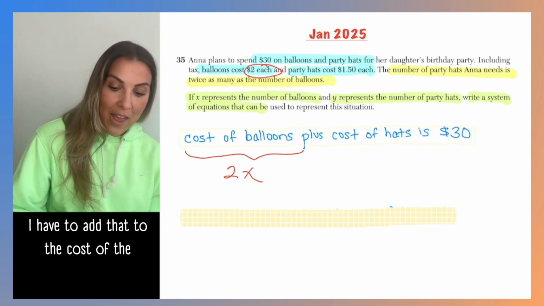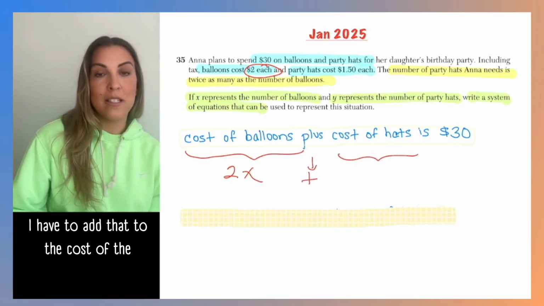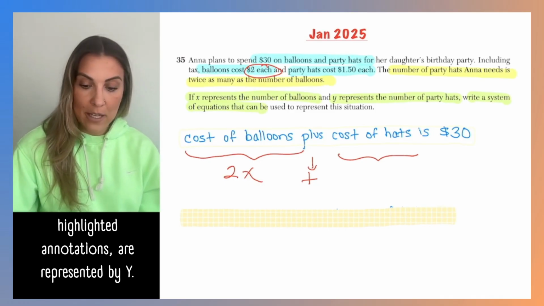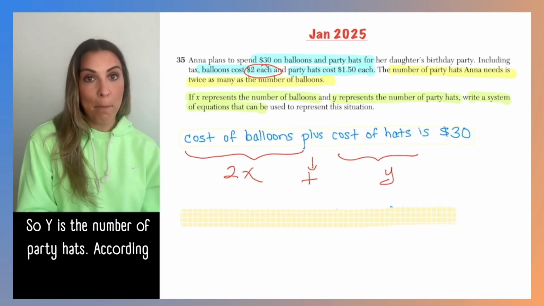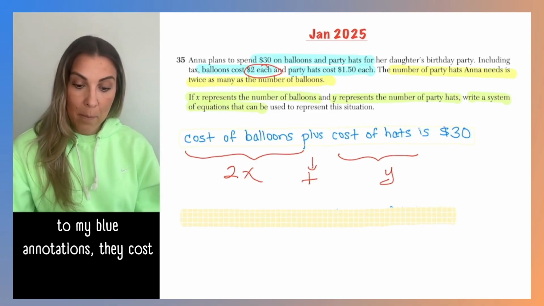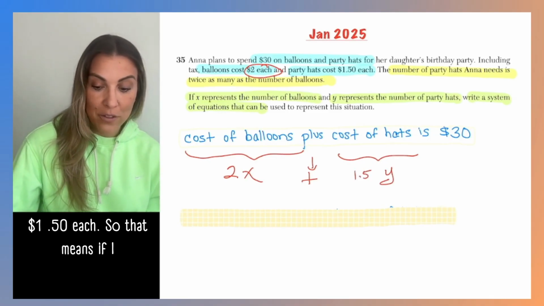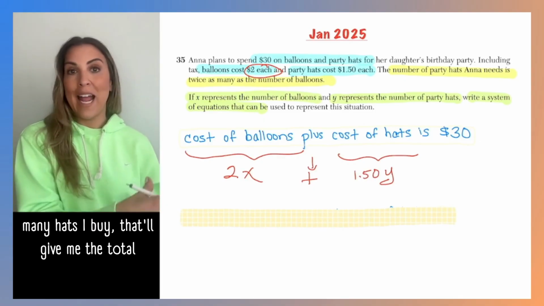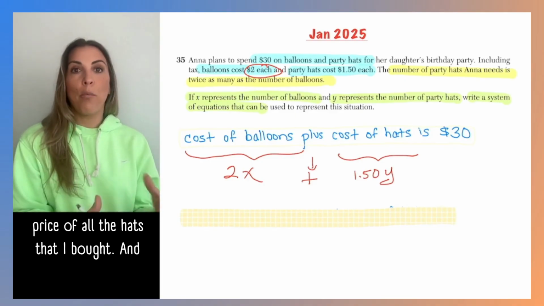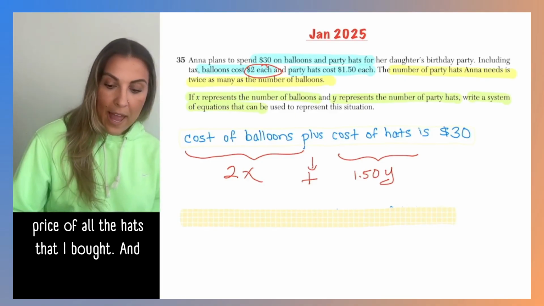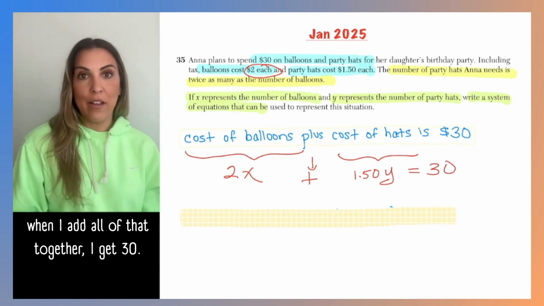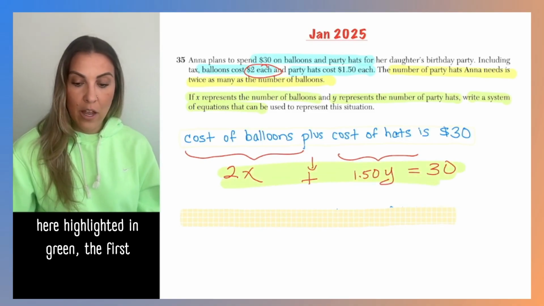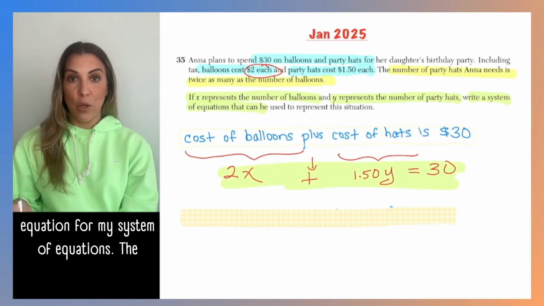Then I have to add that to the cost of the party hats. The party hats, according to the green highlighted annotations, are represented by y. So y is the number of party hats. According to my blue annotations, they cost $1.50 each. So that means if I multiply $1.50 times however many hats I buy, that'll give me the total price of all the hats that I bought. And when I add all of that together, I get 30. And so just like that, I already have, here highlighted in green, the first equation for my system of equations.